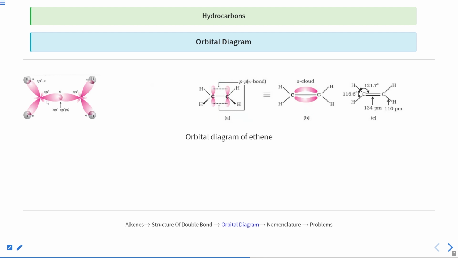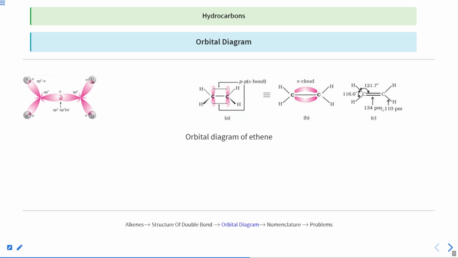Now two p orbitals are in the hybridized state and one p orbital is in the pure state. Those two pure p orbitals do a side-on-side overlap. It is mentioned here that p-p side-on-side overlap is happening here, and that results in a pi bond. After this overlap we get something like this. See, this is called a pi cloud. Now if I talk about the bond parameters, it is mentioned here that the carbon-carbon double bond is 134 picometer.